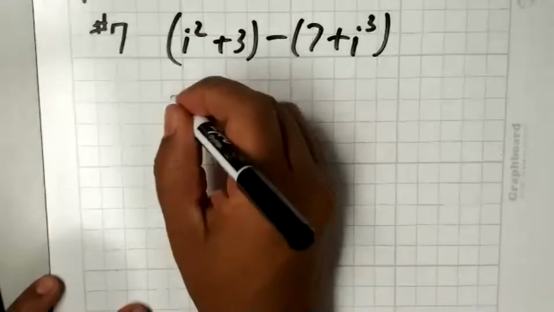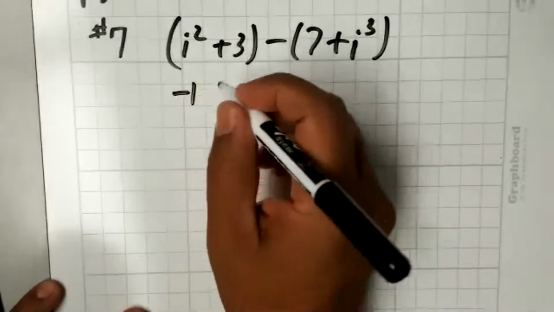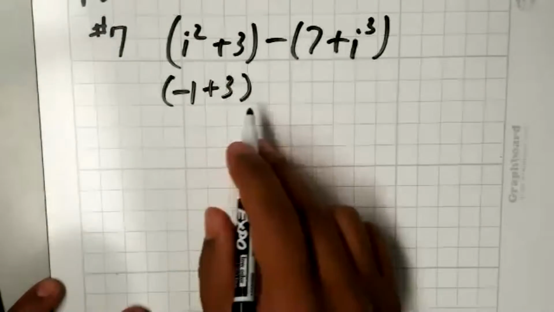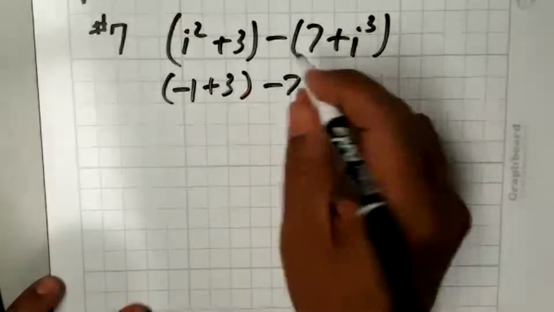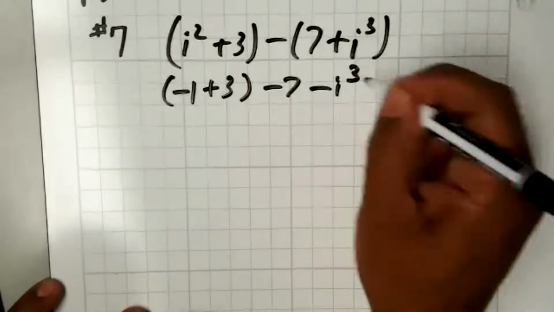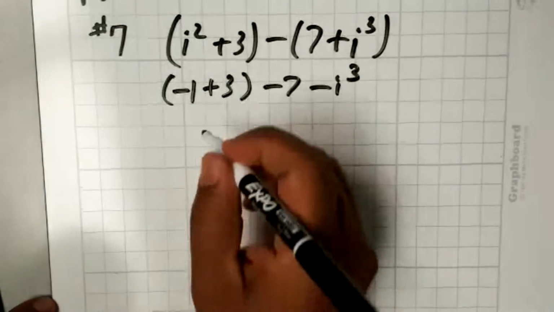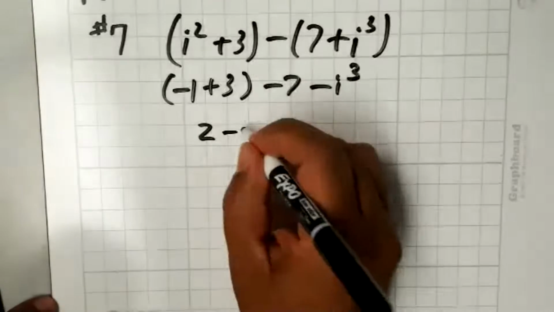i squared is -1. -1 plus 3. And then we could distribute that negative to minus i cubed. So this and this becomes 2. Check me on that.